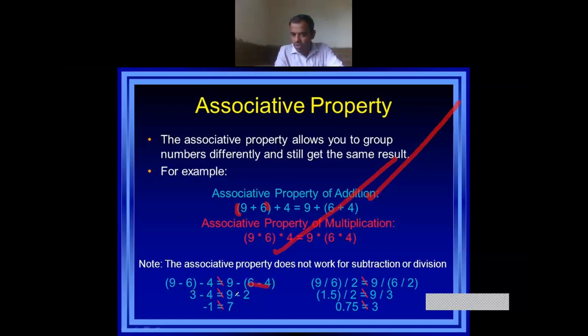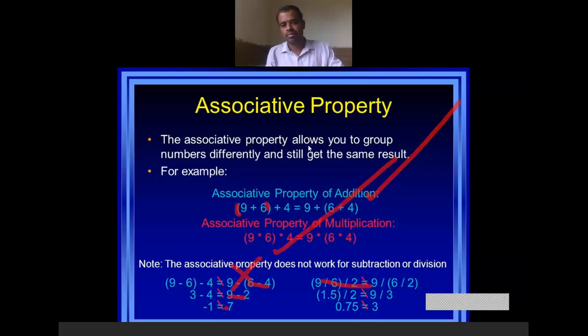Here, first you have to solve the bracket. First 6 minus 4 is 2. 9 minus 2 is what? 7. Therefore, the associative property of subtraction does not hold. Here, LHS is not equal to RHS. Same thing with division also. Division also does not hold good in this property because the answer will come in a different manner.